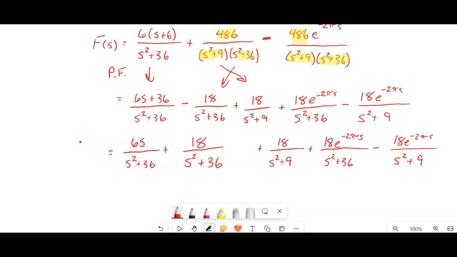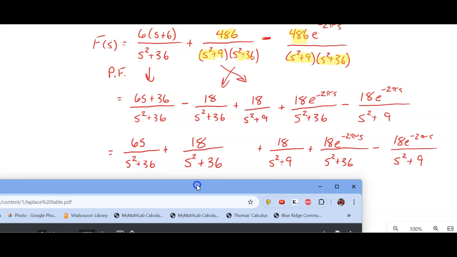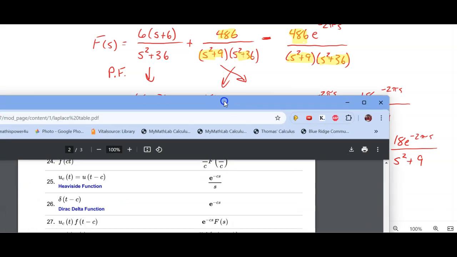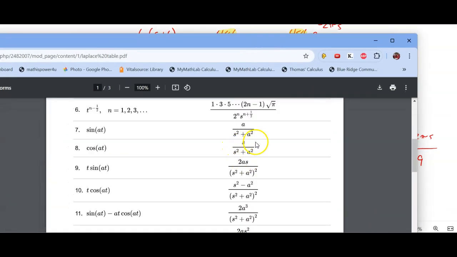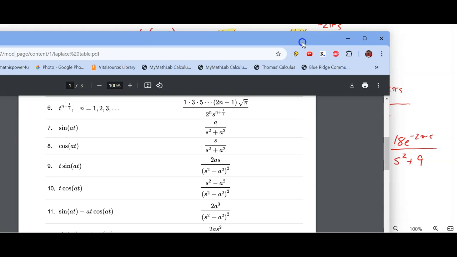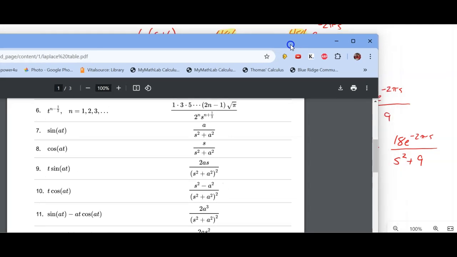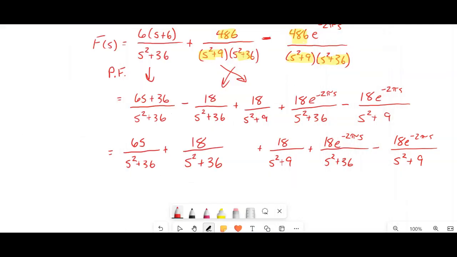So there's no more partial fractions we can do, so we're ready to start manipulating it. All right, this first one, we have an s up top and an s squared plus 36. So that looks like this cosine one. All right, s up top, s squared plus 36, so a is 6 here. So that is a cosine of 6t, with 6s on top.